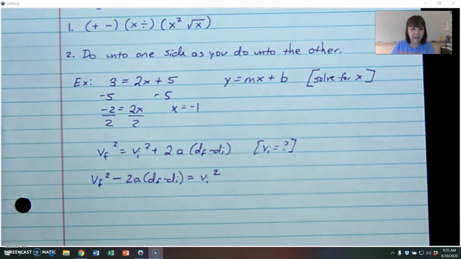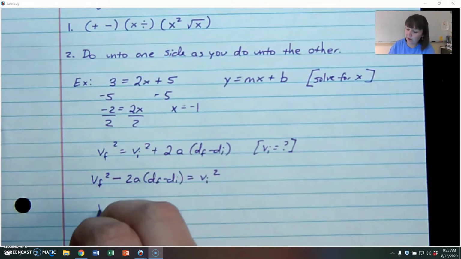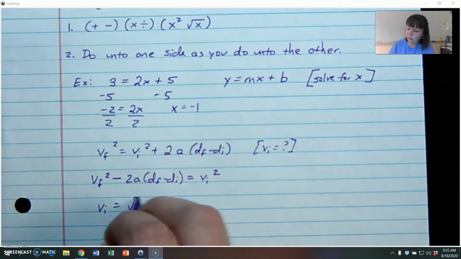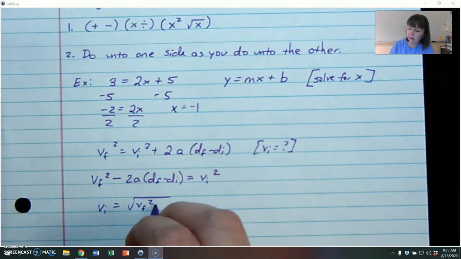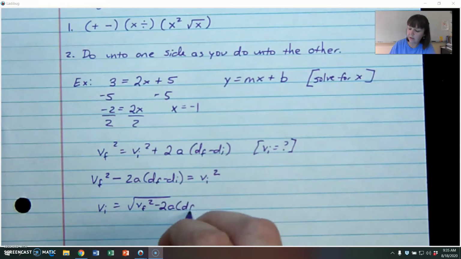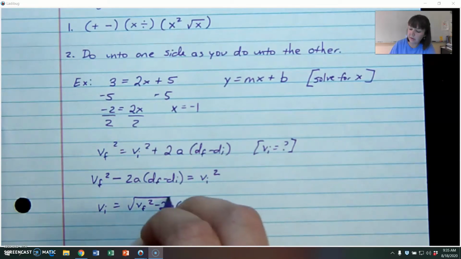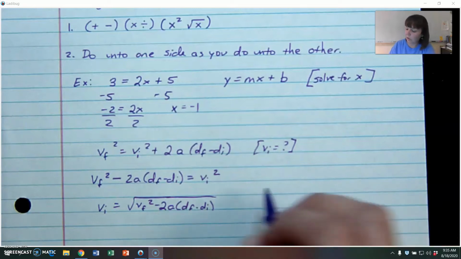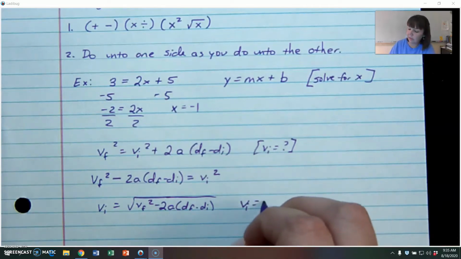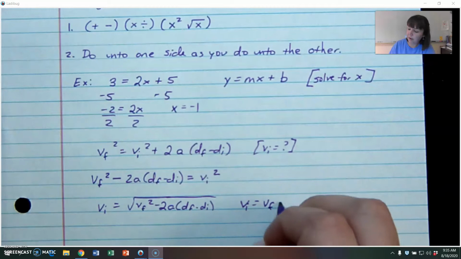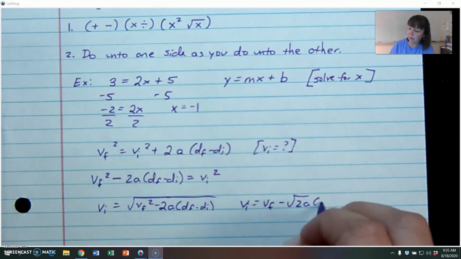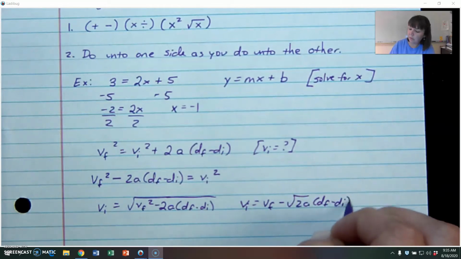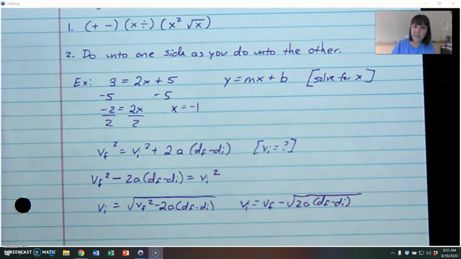But we still don't have vi by itself. We still want vi, not vi squared. So how do we get rid of the square? We have to square root. So vi is equal to the square root of vf squared minus 2a times df minus di. Or you can simplify this. Since you have square root of vf squared, you could just say vi is equal to vf minus the square root of 2a times df minus di, and that's fine too.